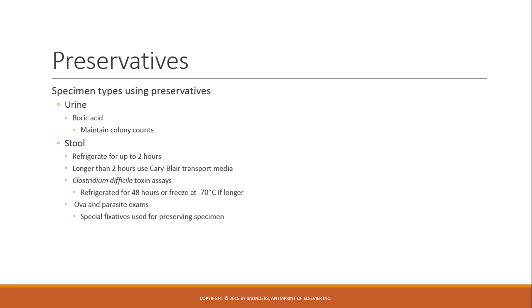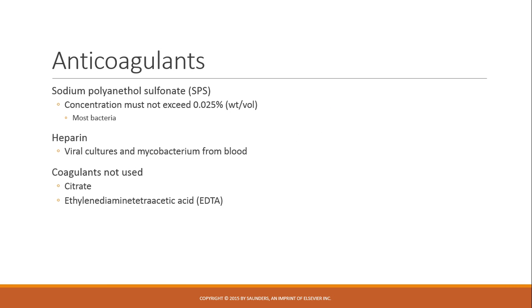Okay, there's a variety of different preservatives that can be used. An example for urine is boric acid. The goal of preservatives is to maintain viability and at the same time keep organisms from reproducing. So we want to maintain the colony count, or the count of organisms present in that sample, that was present in the patient. There may also be some anticoagulants in certain transport systems. Heparin can be used. SPS is common for blood cultures, those kinds of things.